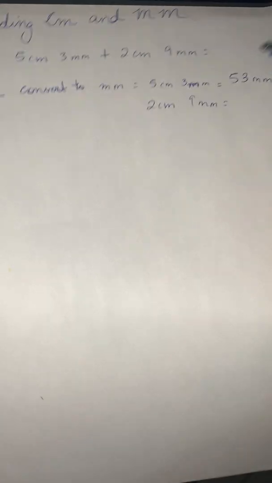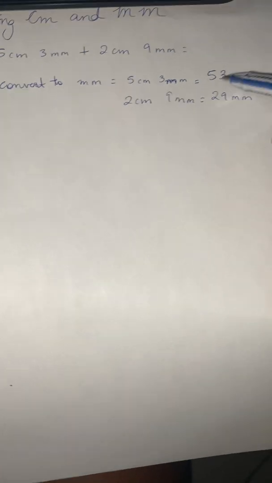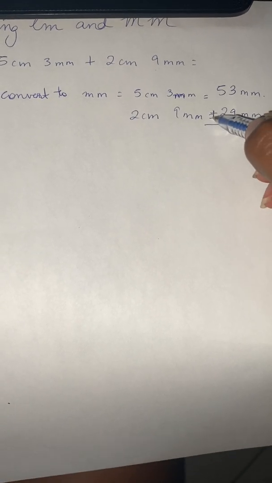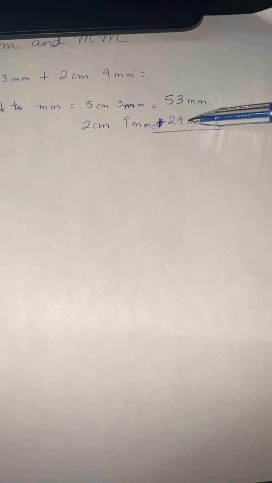We would draw the two lines. This is 50 millimeter, 3 millimeter. We plus it, we get 53 millimeter. And then I have 2 centimeter 9 millimeter, and that is equal to 29 millimeter. Now that they are both the same measurement, it makes it so much easier for me to add it. They're both converted to millimeters, so it's so much easier to add.